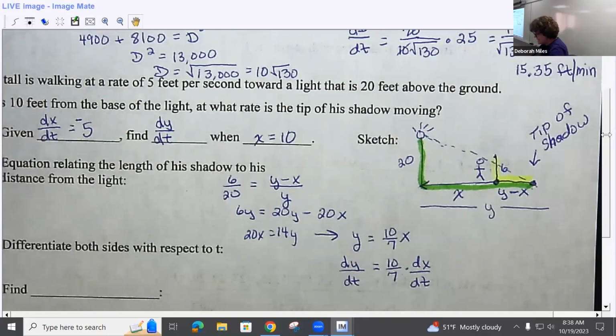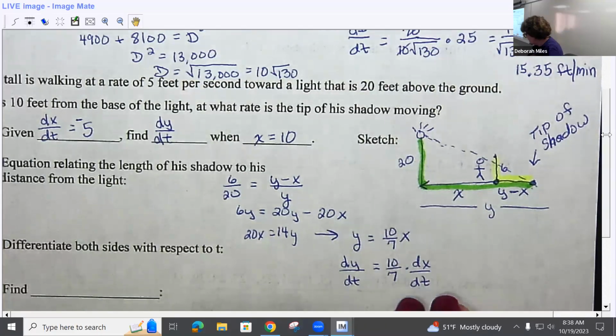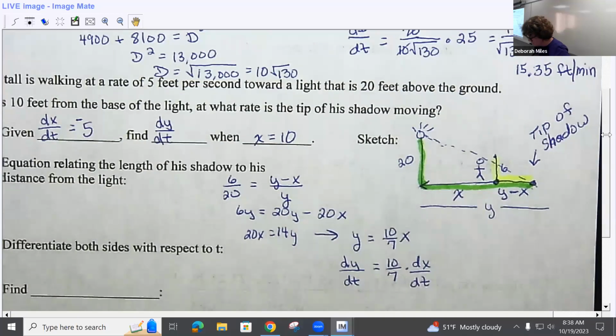Is it because the rate at which the tip of the shadow is moving doesn't depend on how far the guy is from the light? It only depends on how fast he's moving. But how fast the shadow's moving is 10/7 times the rate at which he's moving, regardless of how far he is from the light. So I can't just throw in an x because I think an x ought to be there. I need to say the derivative of 10/7 x is just 10/7 dx over dt. All right. Do I have everything I need to substitute in that equation to find dy over dt? Yeah.